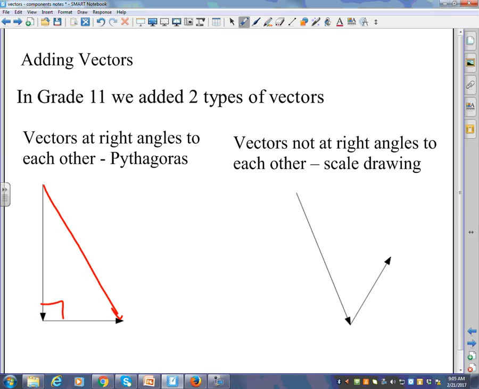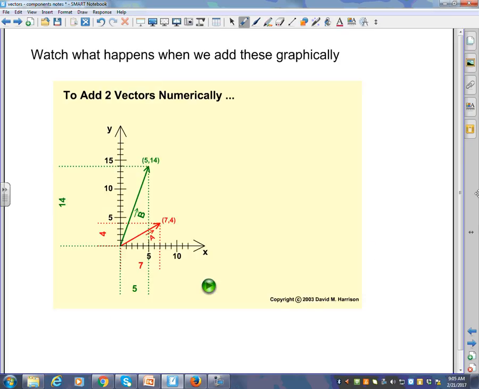So you would have used c squared equals a squared plus b squared, or some version of that. When the vectors were not at right angles to each other, you had to use a scale drawing, right? That actually almost looks like a right triangle, doesn't it? You had to get a ruler and a protractor out, right? Don't have to do that anymore. I'm going to show you the real way to do it.